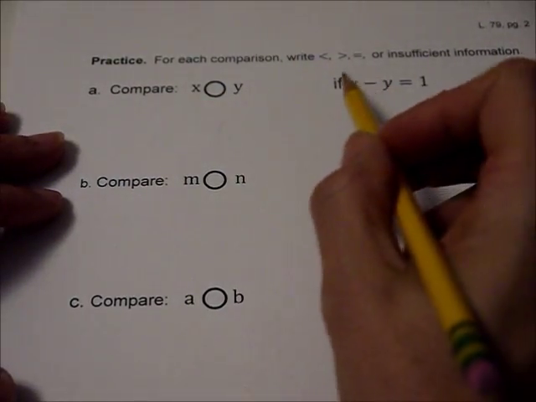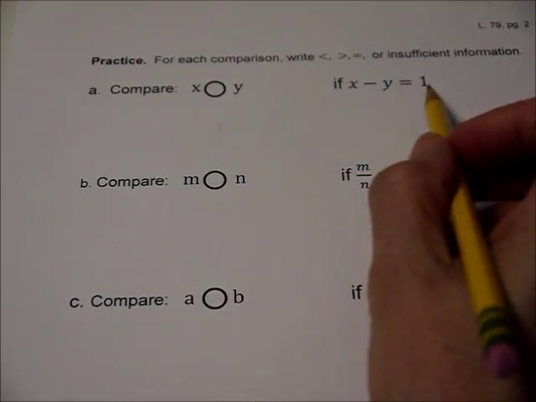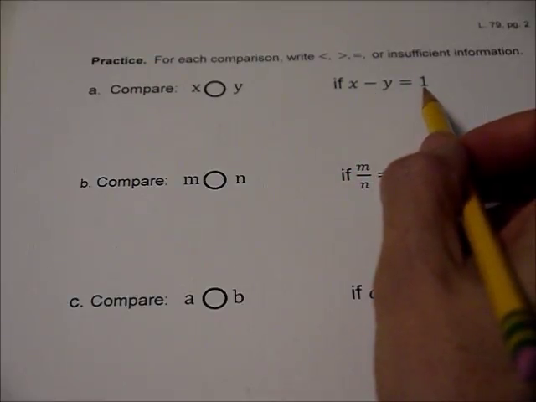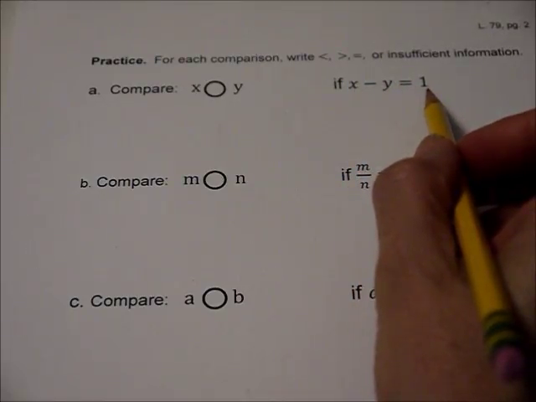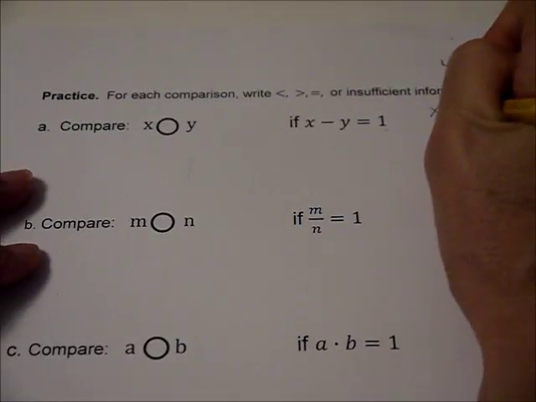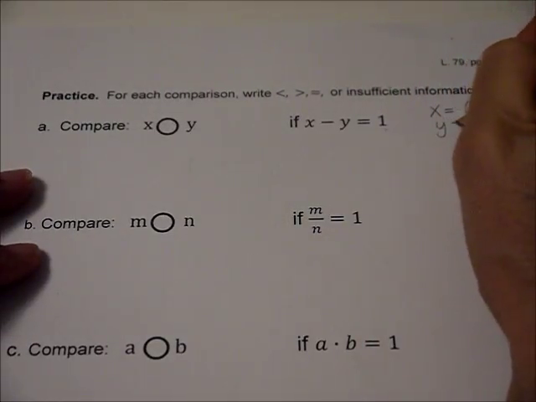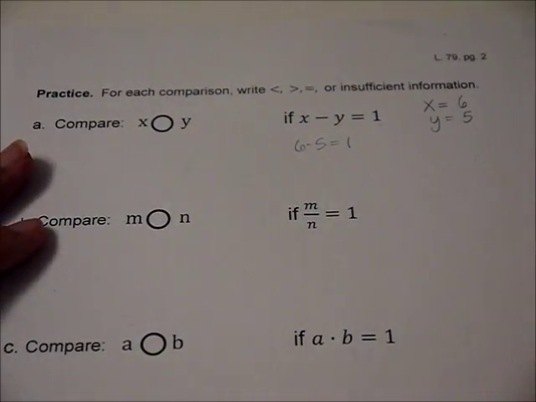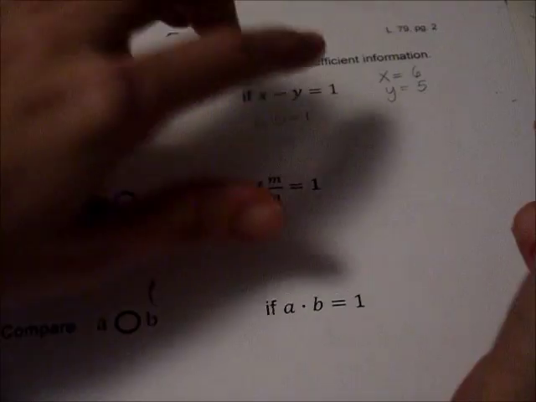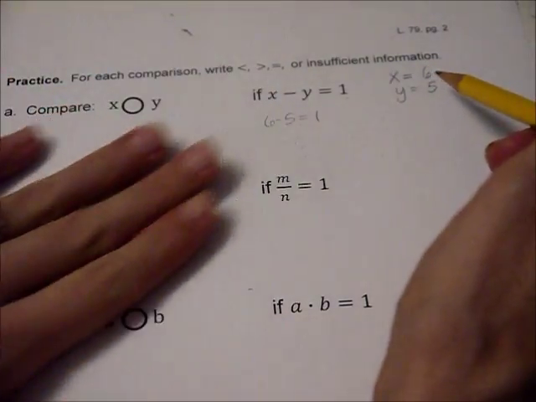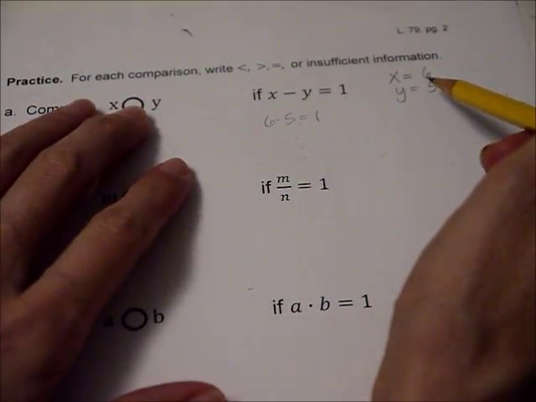Okay. So this one, the difference between x and y is 1. x minus y is 1, but we don't know more. Let's just show you two things. This will help us if it's insufficient. Let's have x equal 6 and y equal 5. Now, is that true? 6 minus 5 equals 1. So that works, right? In that case, 6 is greater than 5. So we do know it works when x is greater than y. But could there ever be the other way around?